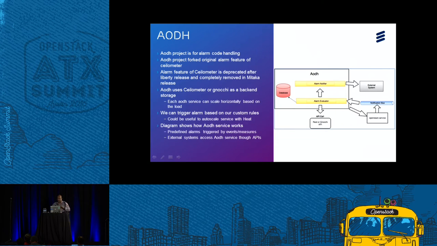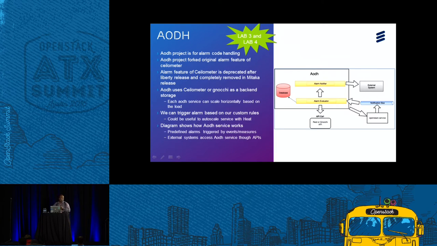We will have lab 3 and 4 with Aodh. So when we run the alarm feature labs, it will use Gnocchi as a backend. It's a combination of Ceilometer, Gnocchi, and Aodh in labs 3 and 4. You will use all of these components.